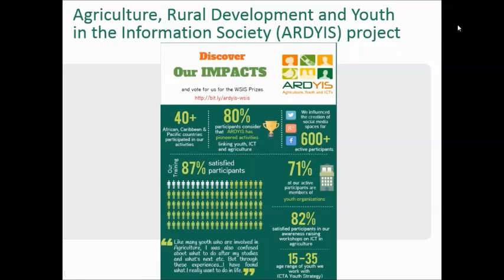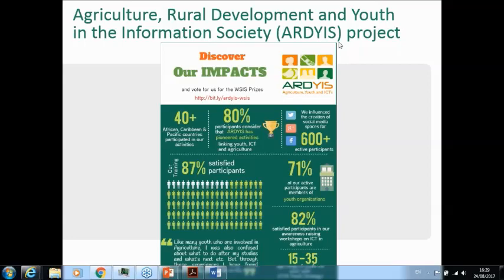For example, this infographic that I have on the screen is for a project called the Agricultural Rural Development and Youth in Information Society Project. And we use various design elements to showcase the impact that we have made using this project. So we use, for example, a mixture of text and a mixture of images. We place percentages and figures. We place icon matrices, for example, to show, let's say here it says 87% of satisfied participants. So we use various design elements just to bring about the impact that this project has made.